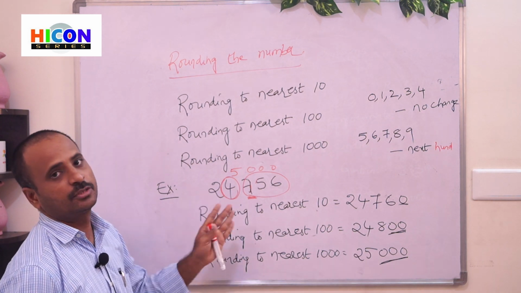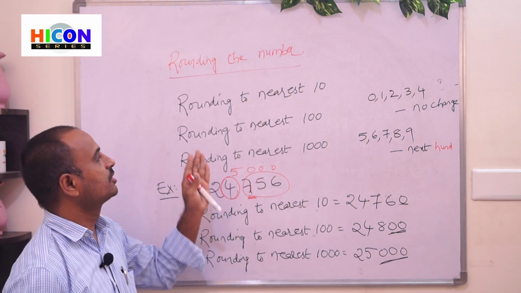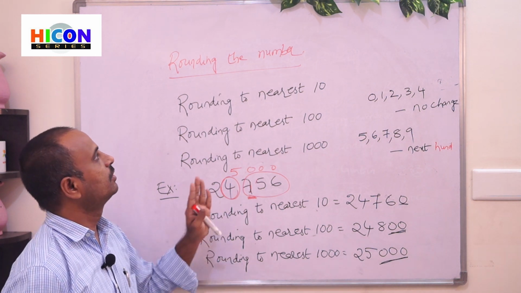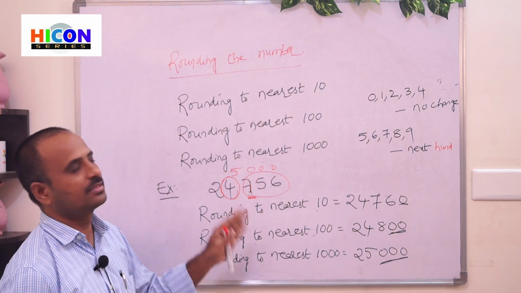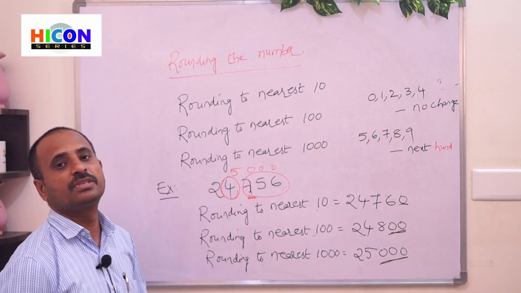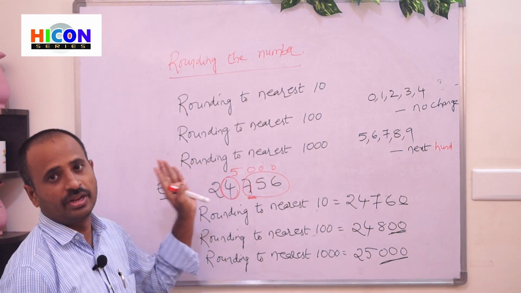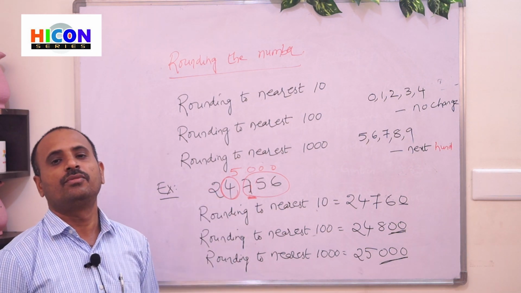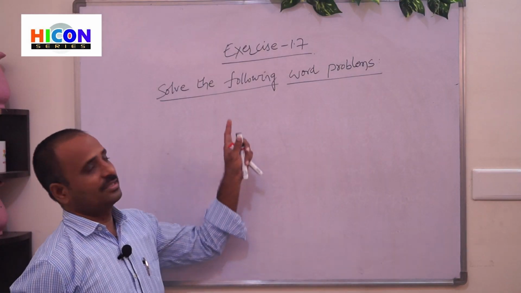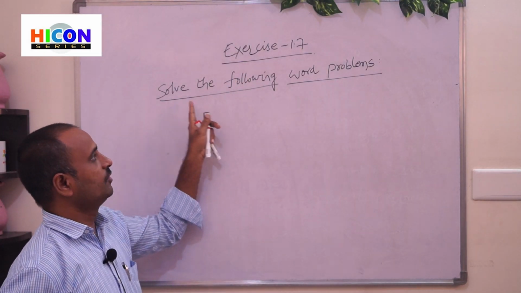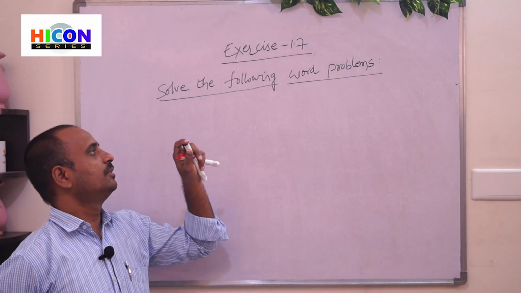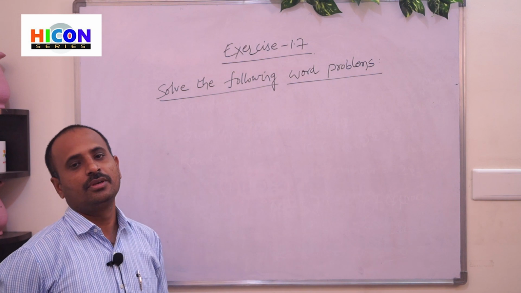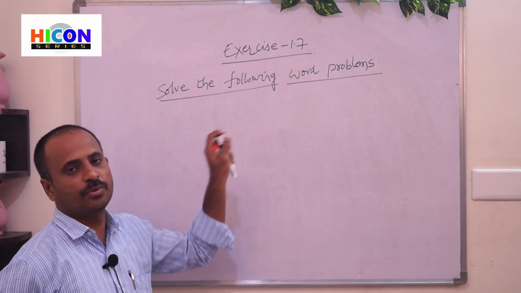So children, let us practice some problems on rounding of numbers in the exercise part. Let us go to exercise 1.6. There are some word problems in exercise 1.6 on this rounding concept. We will practice one or two word problems. Exercise 1.7. Solve the following word problems. There will be some word problems on the rounding concept. Let us see one of these word problems.